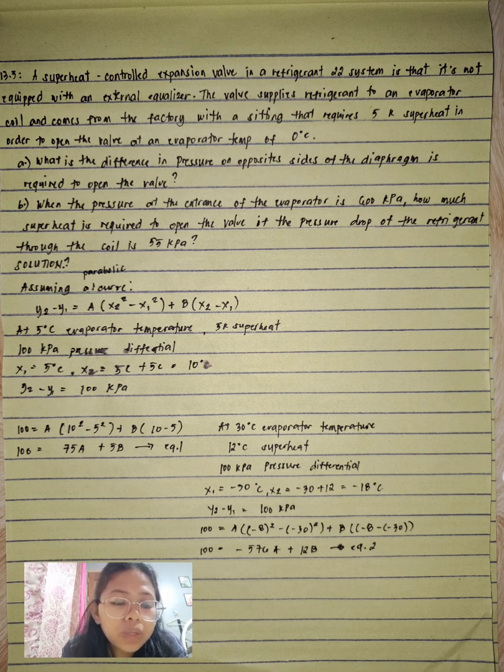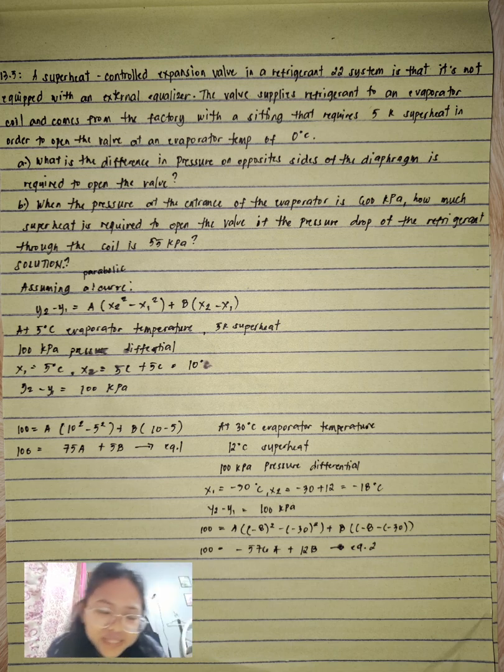So, problem A, what is the difference in pressure on opposite sides of the diaphragm that is required to open the valve? And problem B, when the pressure at the entrance of the evaporator is 600 kilopascal, how much superheat is required to open the valve if the pressure drop of the refrigerant through the coil is 55 kilopascal?